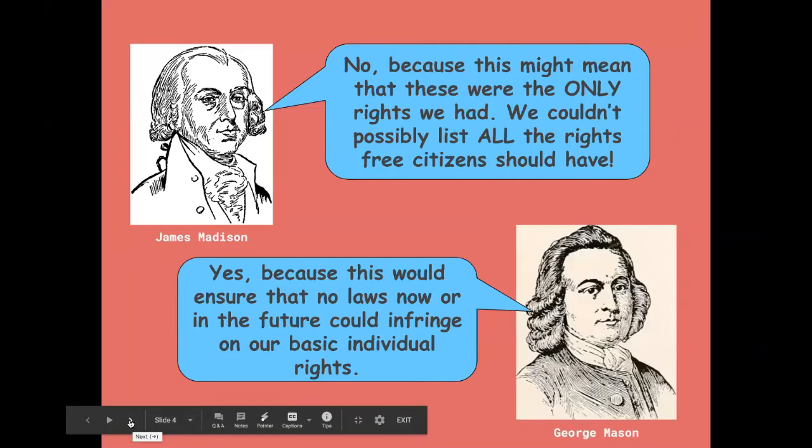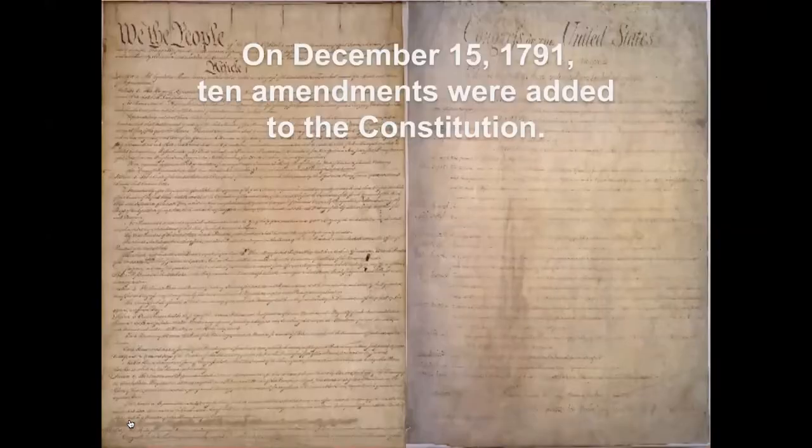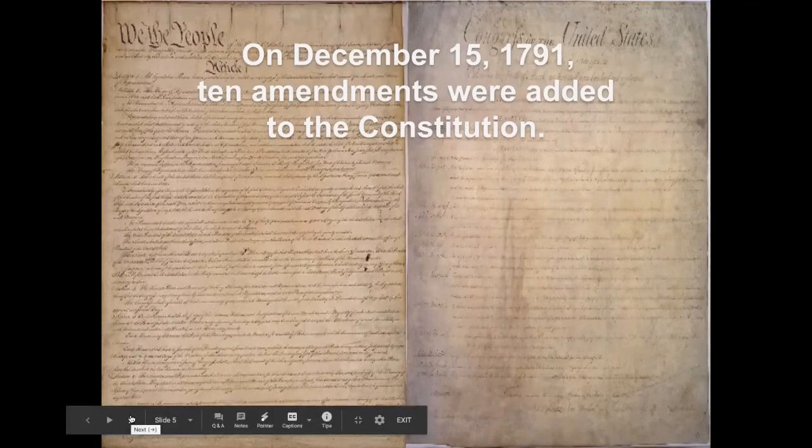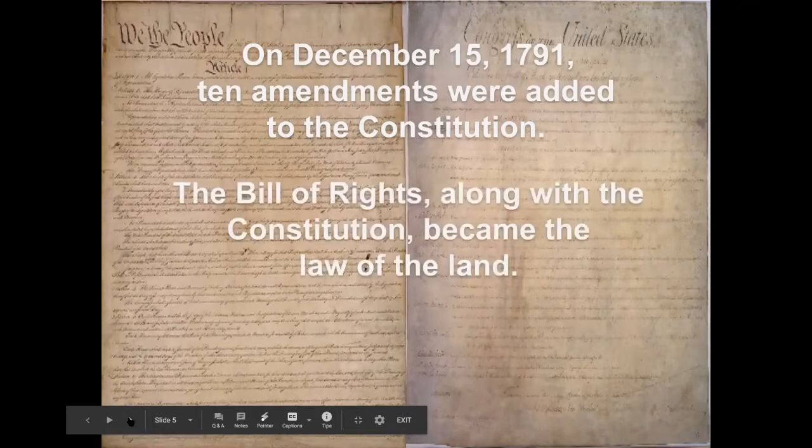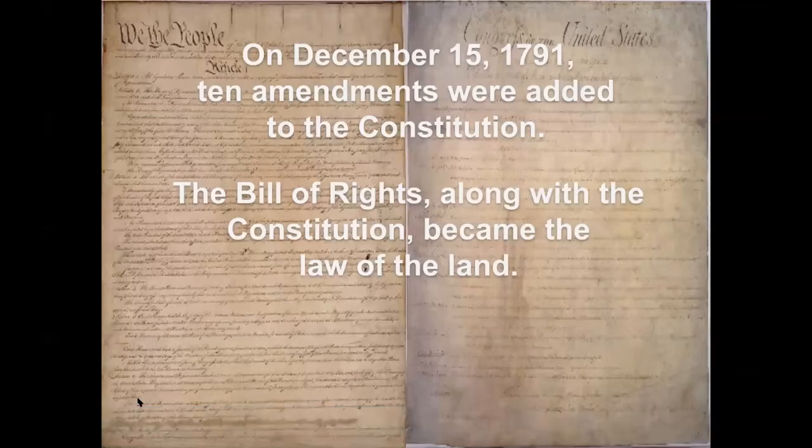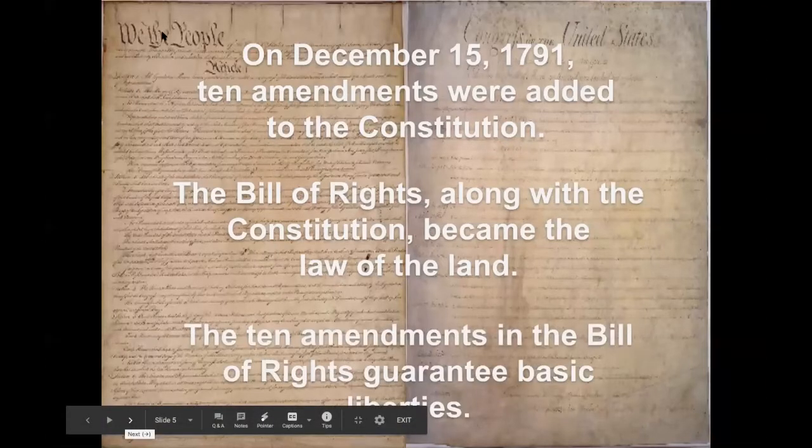Well, after the Constitution was ratified, in 1791 there finally was a Bill of Rights added to the Constitution in the form of amendments. Ten amendments were added. Originally, there were 12, but the first two didn't get ratified. So our Bill of Rights today is the 10 amendments that did get ratified. And the Bill of Rights, along with the Constitution, became the law of the land. What are the Bill of Rights?